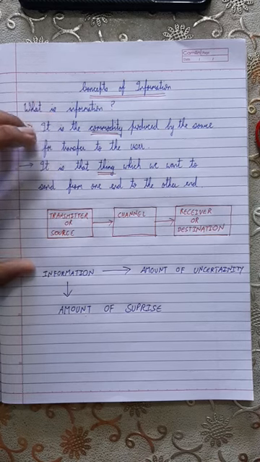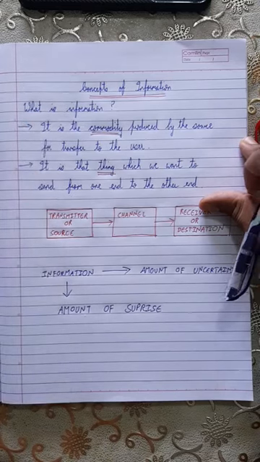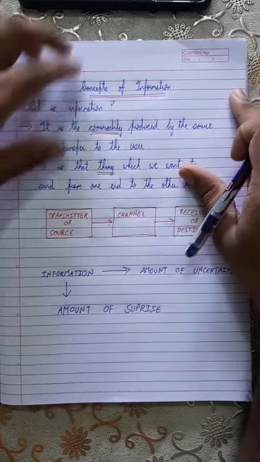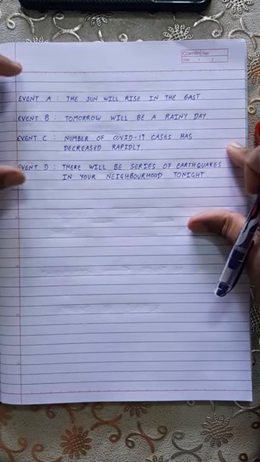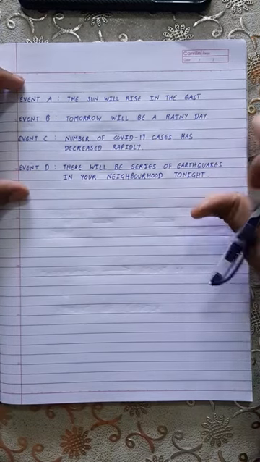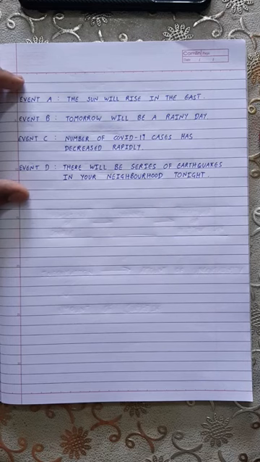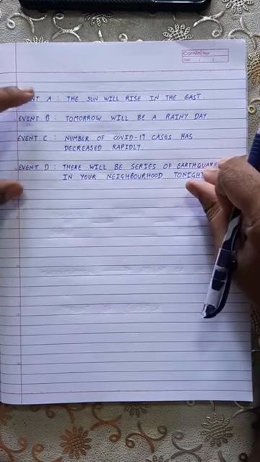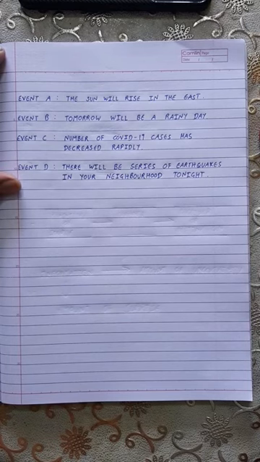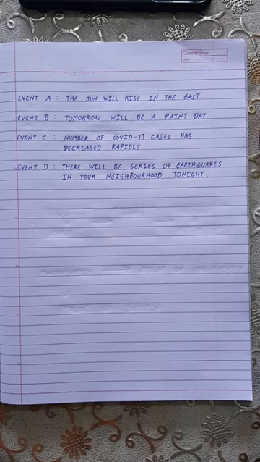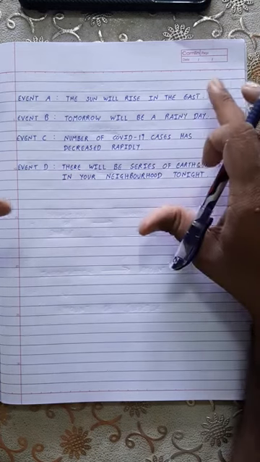So just to give you a good idea what information is, I have taken 4 examples over here. 4 events that could happen or may not happen in our daily lives. So let's look at each of these 4 events, and then you will understand what information actually is. Like I said, it is the amount of uncertainty, or the amount of how much you don't know. That is information. So let's look at these 4 events.